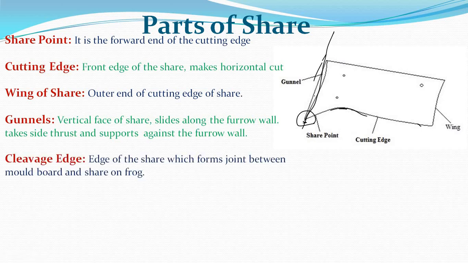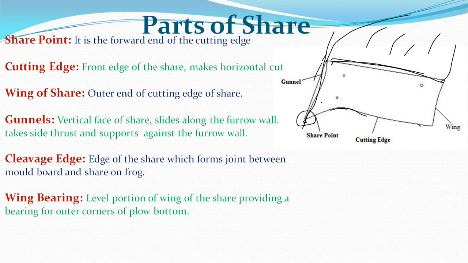Then cleavage edge. The cleavage edge of the share forms the joint between the moldboard and the point of share. Here, in the upper portion, there will be the moldboard. So this is the point which is called the cleavage edge of the share, which forms the joint between the moldboard and the share on the frog.